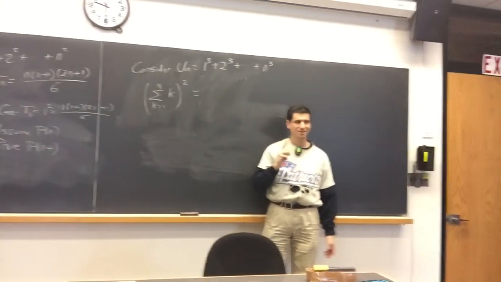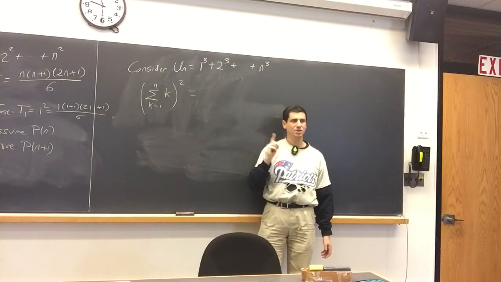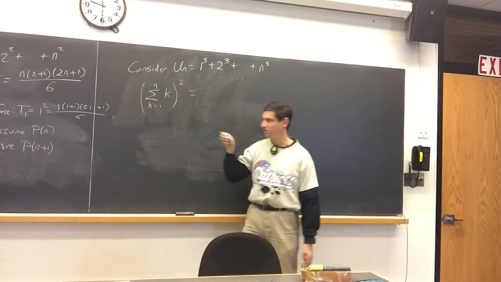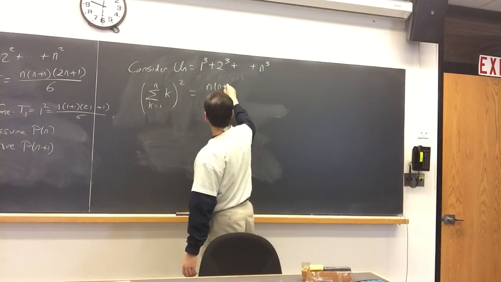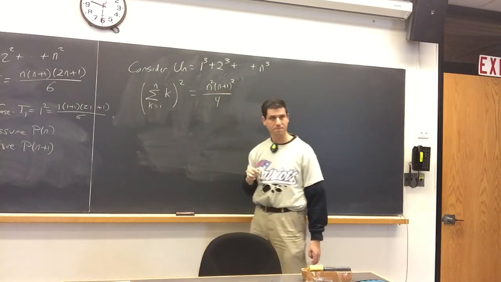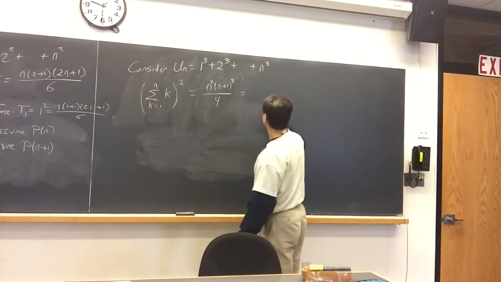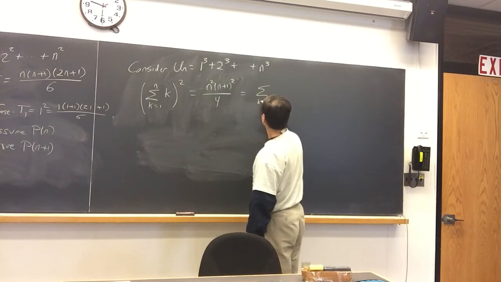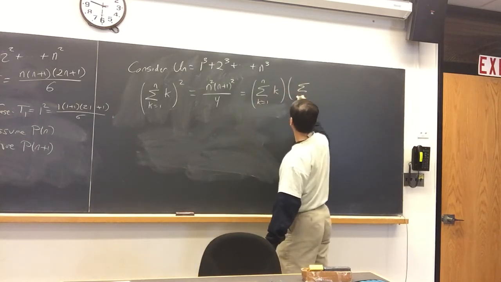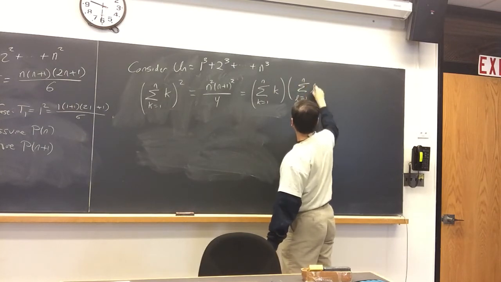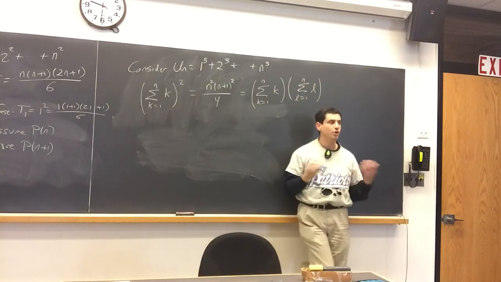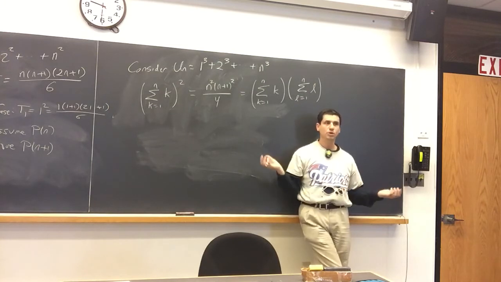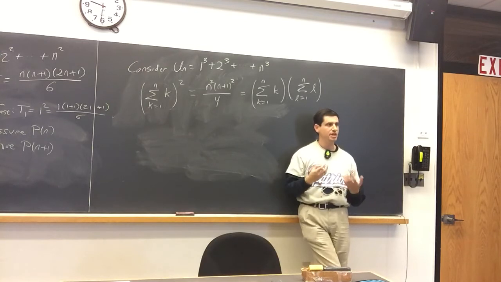Not k. Close. We're summing k goes from 1 to n. So it's n times n plus 1 over 2, but we square everything, so it's squared over 4. And this is going to be the sum k goes from 1 to n of k times the sum L goes from 1 to n of L. I can't use the same dummy variable twice. This is one of the most common mistakes people make in calc or in summations, is they use the same dummy variable twice.